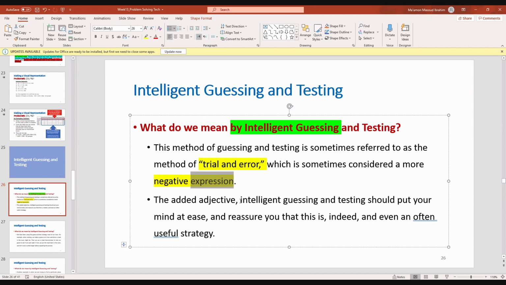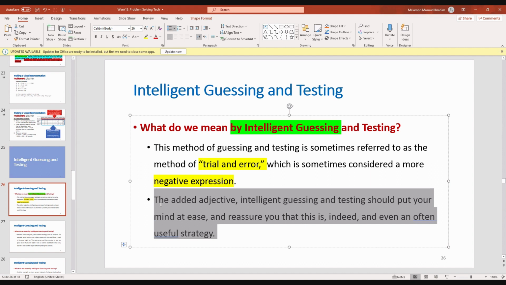They added the adjective intelligent. Intelligent guessing and testing should put your mind at ease and reassure you that this is indeed an often useful strategy. So it's better to call it intelligent guessing. It is positive, but trial and error is somehow a negative expression.